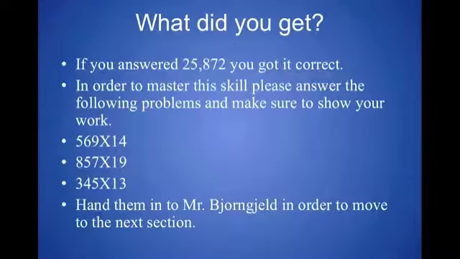If you got 25,872, you got it correct. In order to master the skill, please answer the following problems and make sure to show your work. 569 times 14, 857 times 19, and 345 times 13.